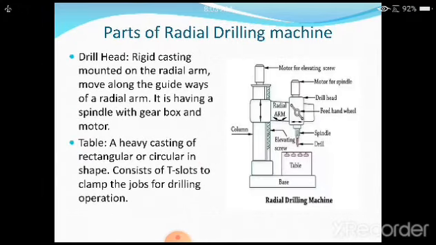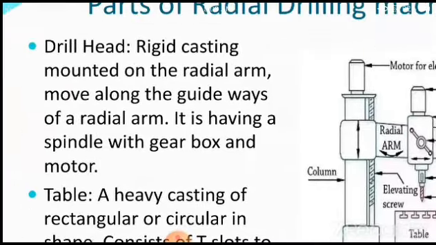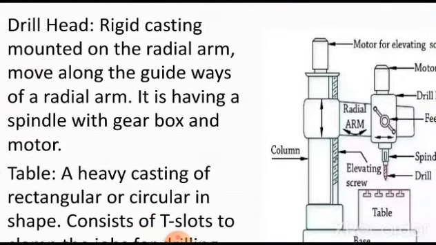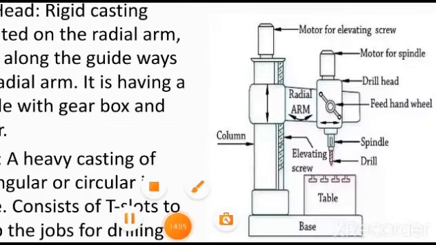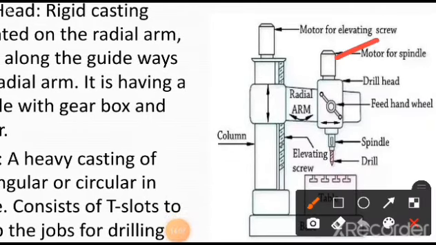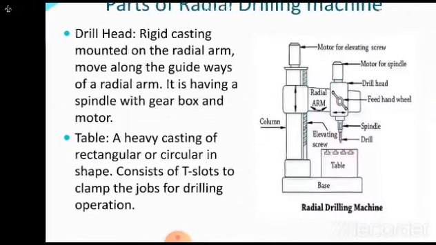Okay, the next part that is coming up is the drill head. Let us understand its working. It is a rigid casting mounted on the radial arm, moving along the guideways of the radial arm. It is having a spindle with gearbox and motor. Try to understand the important parts of a drill head. They include the motor for driving, and inside there is a gearbox, and it is also going to hold your spindle along with the drill, and it is also made to move towards and away from the column on the radial arm, which is provided with the guideways.